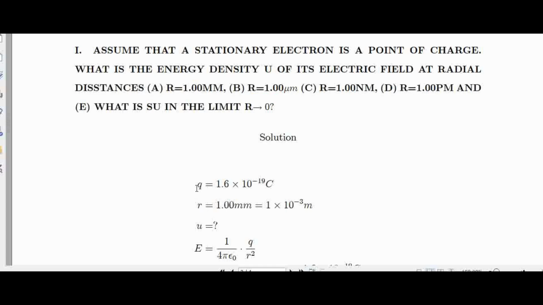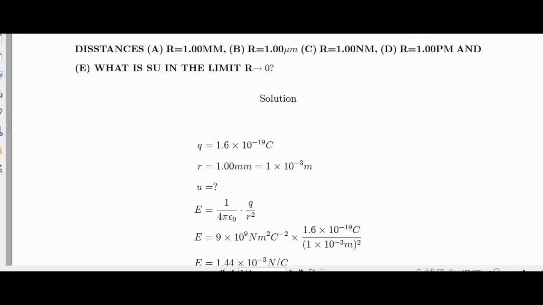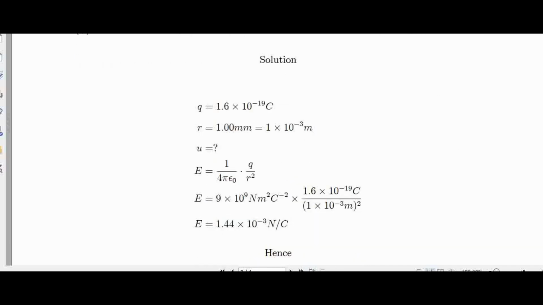we have to know that the charge on an electron is 1.6 × 10⁻¹⁹ coulomb, and for part A, R is 1 millimeter. Millimeter is power -3, so R is equal to 1 × 10⁻³ meters. We have to find the energy density. First, we find the electric field strength at the distance of radius of 1 millimeter. We will treat the electron as a point charge, so E will be equal to 1/4πε0 times Q over R square. This is the formula for the electric field due to a point charge.